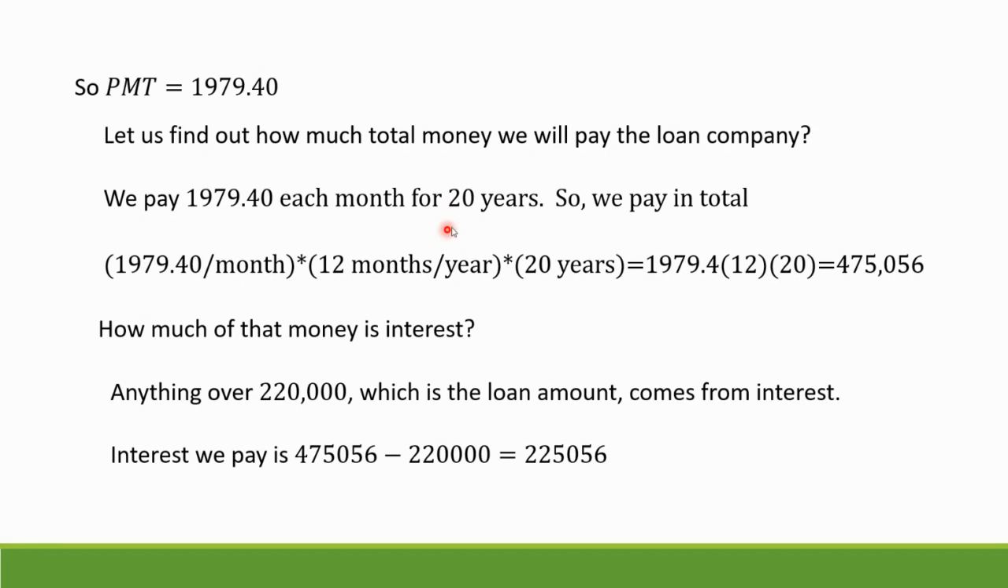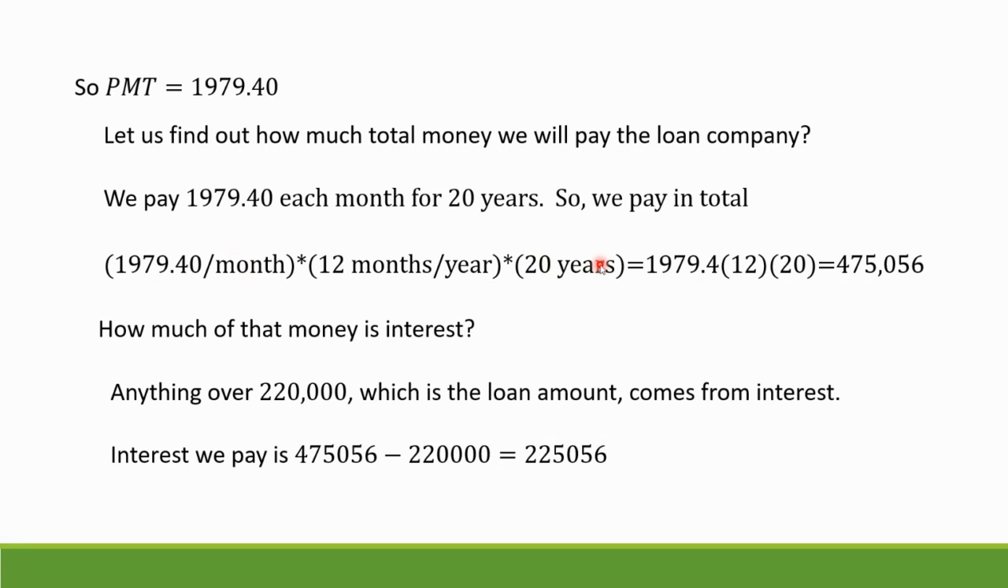Well, let's see. We have, again, this is our monthly payment. So we want to know how much we're going to send them over the course of 20 years. We're sending them this each month. Well, how do we do that? We just multiply. That's all we do. So we have this much per month.